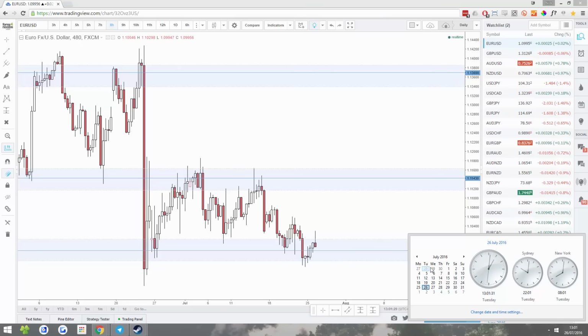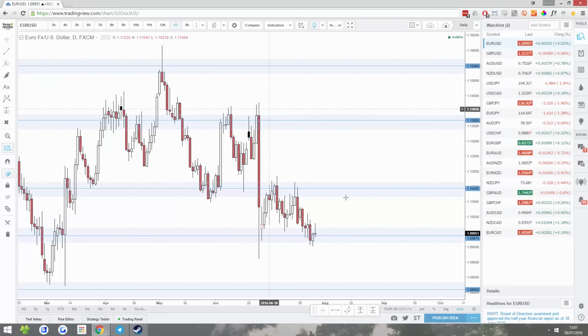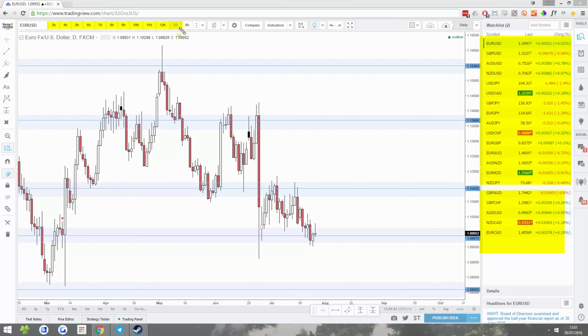Today is Tuesday, the 26th of July, 2016, and the time is 1300 hours here in the UK. You're looking at a Euro USD 8-hour chart. We'll pop up to the daily. In today's analysis, we're going to be looking at most of the pairs on this list here. We probably won't be covering the pairs down the bottom here, but we'll be covering most of the pairs on this list. And we'll be looking at each and every time frame for those pairs.